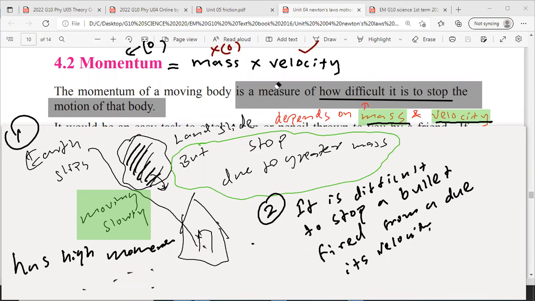Change in momentum is final momentum minus initial momentum. That is mv minus mu. So that's what I have given here. mv minus mu is called the change. Change is final minus initial. Yeah, this is my question to the class.